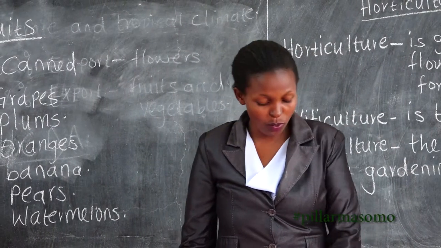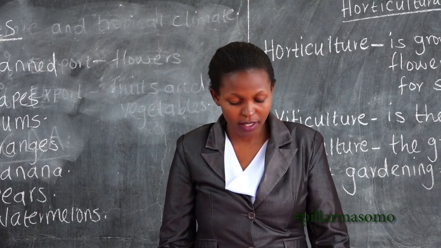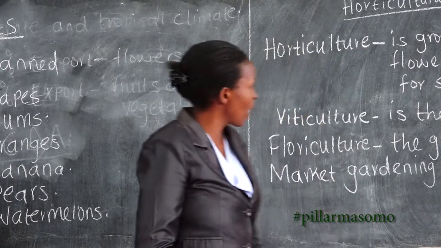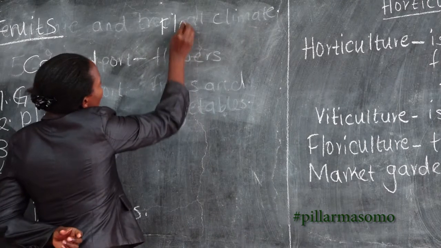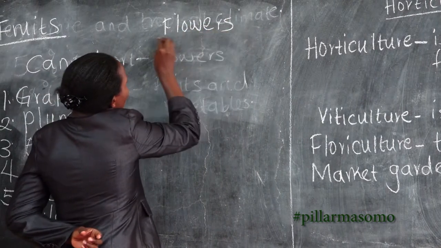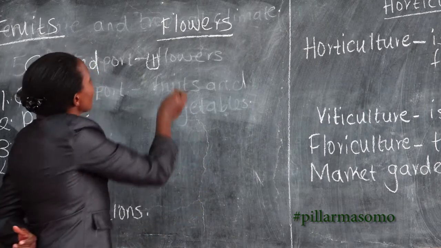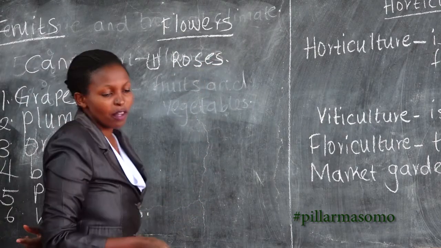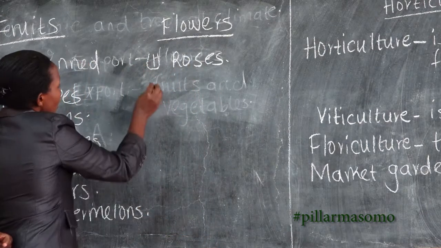and then also lemons. We have the main flowers that are grown in Kenya. So examples of the main flowers that are grown, we have the roses, and then we have the carnation.